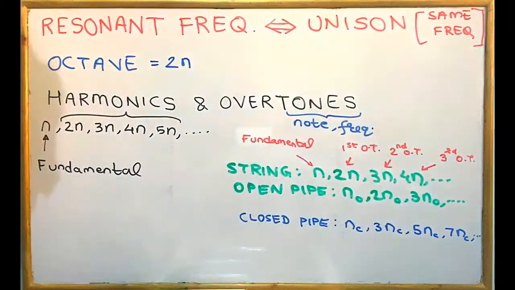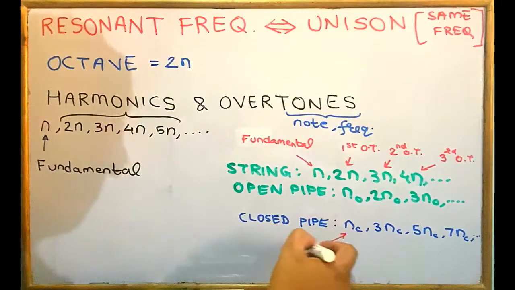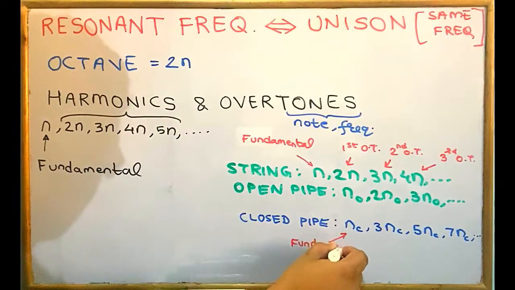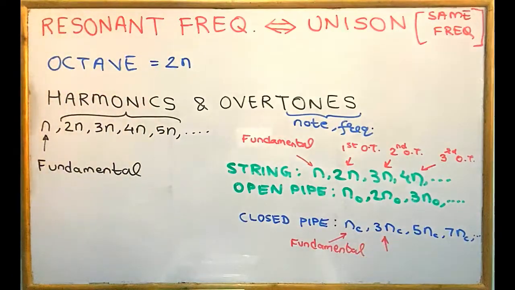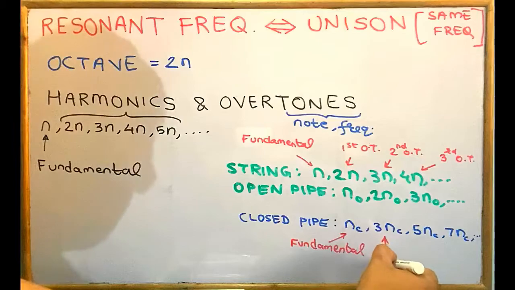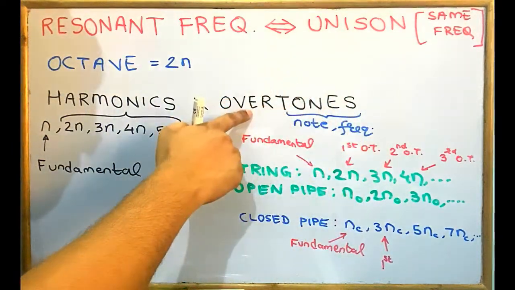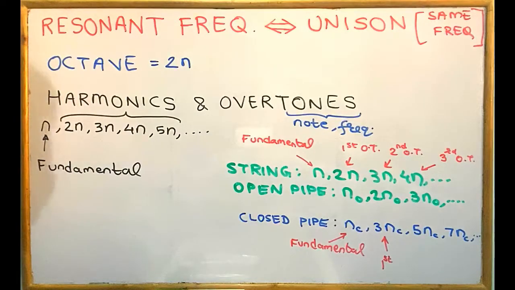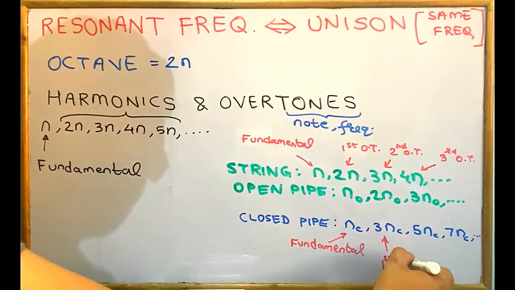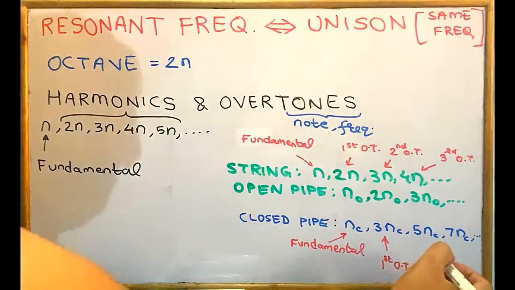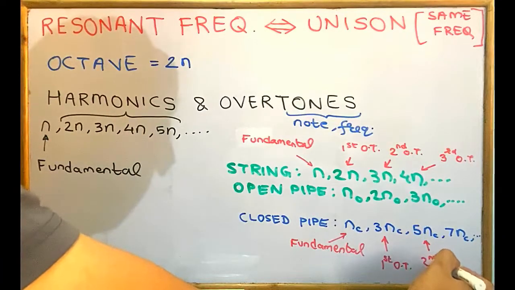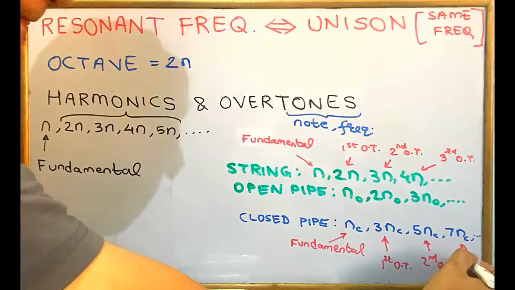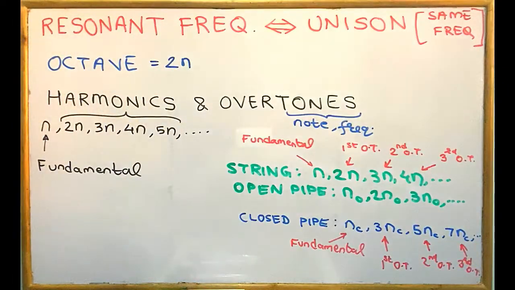That's fine, but in the case of a closed pipe, if NC is my fundamental, then what do I call this? Is this my third overtone because it is 3NC? No. This is the first frequency over the fundamental. After the fundamental, the first frequency available to us is 3NC. So although this is the third harmonic, it is the first overtone, and this one is the second overtone, and so on, the third overtone. That's what we have to understand here. Overtone means the frequencies after the fundamental, over the fundamental frequency.